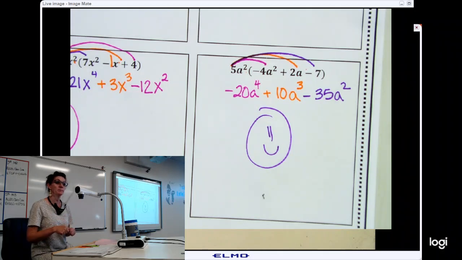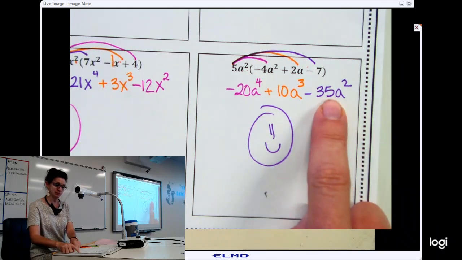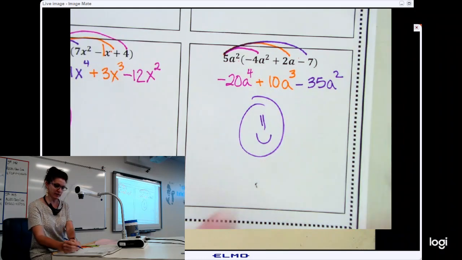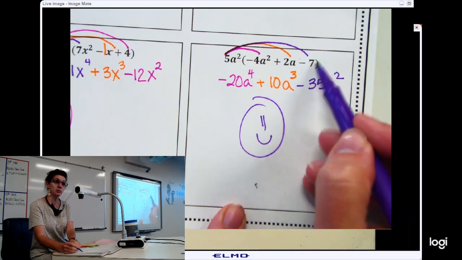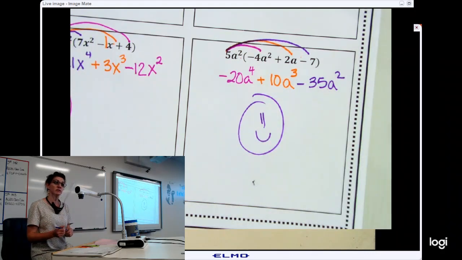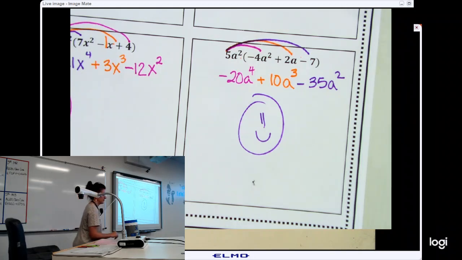Yes, ma'am. Would it be 35 a to the second or a to the third? This one here? Yeah. 35a to the second, because this doesn't have an a term over here. Yeah. There's nothing to add it to. I'm glad you asked. Good job.